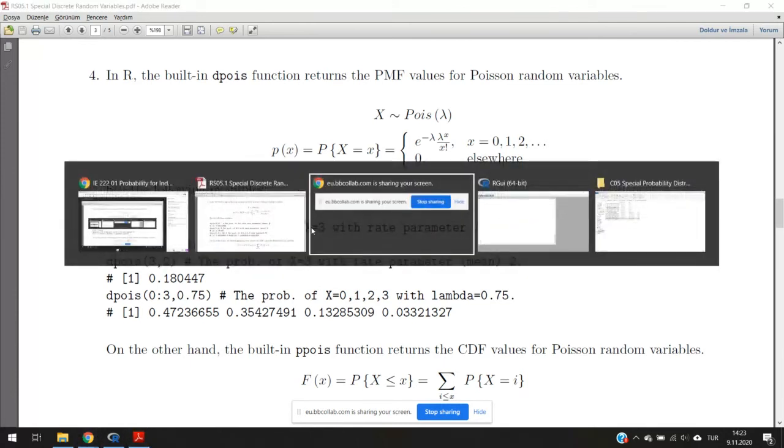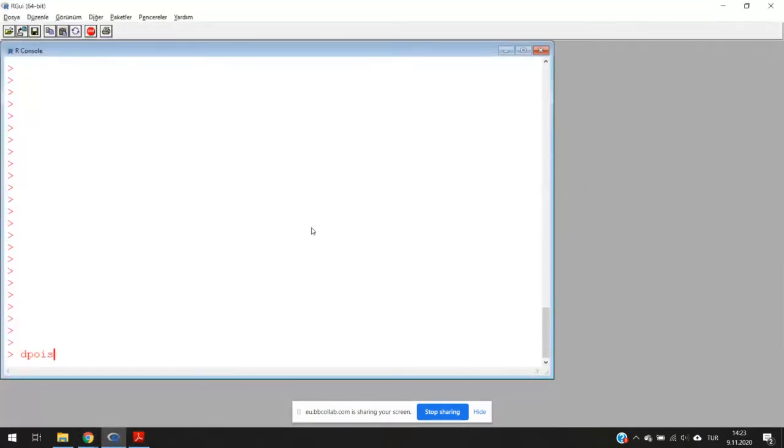For that, you just use the Poisson function that calculates the probability mass function for the Poisson random variable. First you introduce the value of interest. You are looking for the probability of the random variable being equal to 3. Then the second argument will be the lambda value, and that calculates the probability mass value of 3 for a Poisson random variable with rate parameter equal to 1.